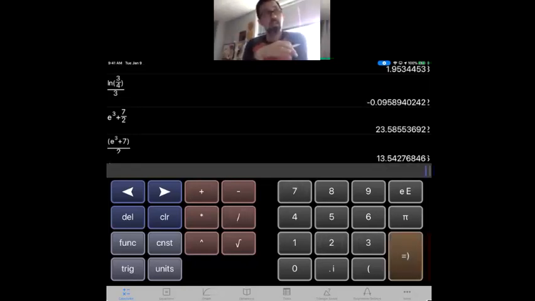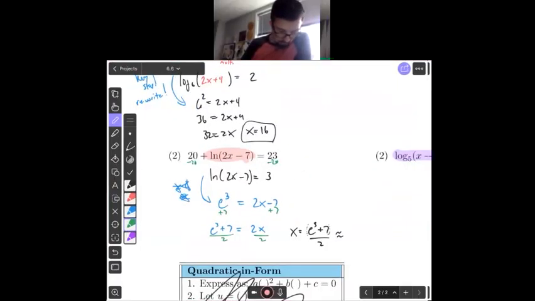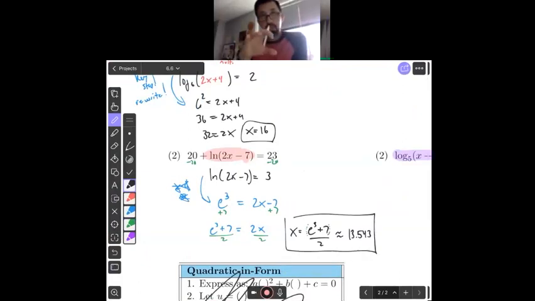You look over at the left side. Okay, that's what I wrote. Go to the right side, 13.543, 13.543. So we have our exact answer, we have our approximate answer, just like before. And again, you could check that. 20 plus natural log of 2 times 13.543 minus 7 is supposed to be 23.